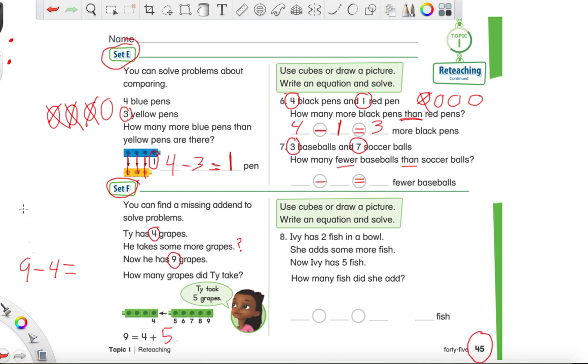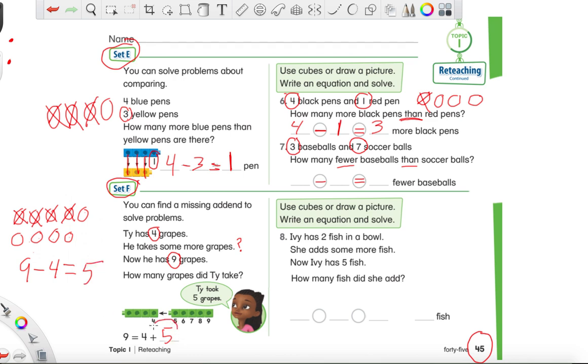We draw 9 circles. 1, 2, 3, 4, 5, 6, 7, 8, and 9. I have 9 circles. How many do we need to cross out? We can cross out 4. So let's do it. 1, 2, 3, and 4. Now, how many did I not cross out? Let's check. 1, 2, 3, 4, and 5. So our answer is 5.